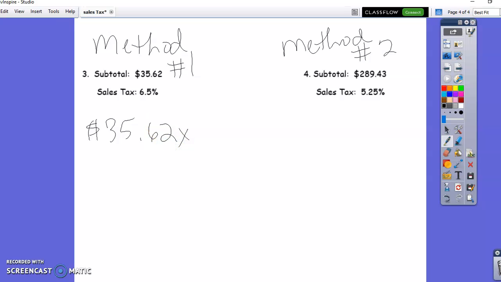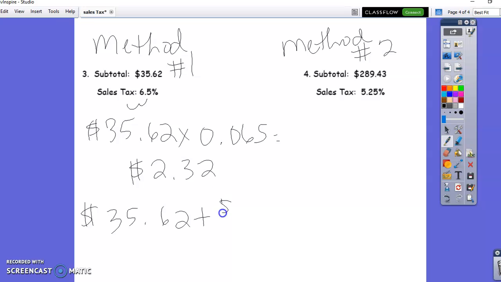times your sales tax percent as a decimal. So remember, move your decimal point over 2 spots. So you get 0.065. So when you take your $35.62 times 0.065, you're going to get $2.32 for your sales tax. So then you just add it to your subtotal of $35.62, and you're going to get $37.94. That's how much your total bill is going to be.